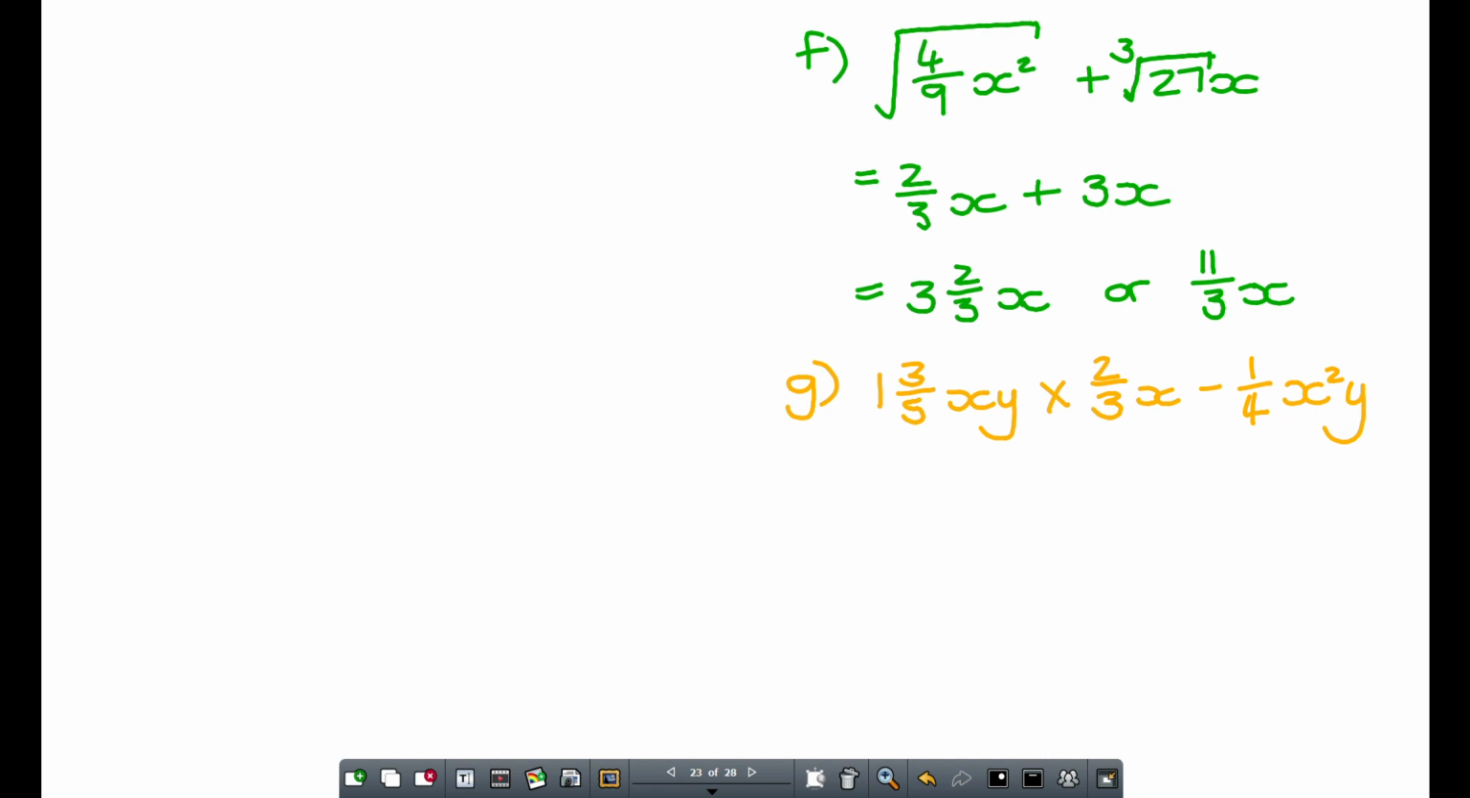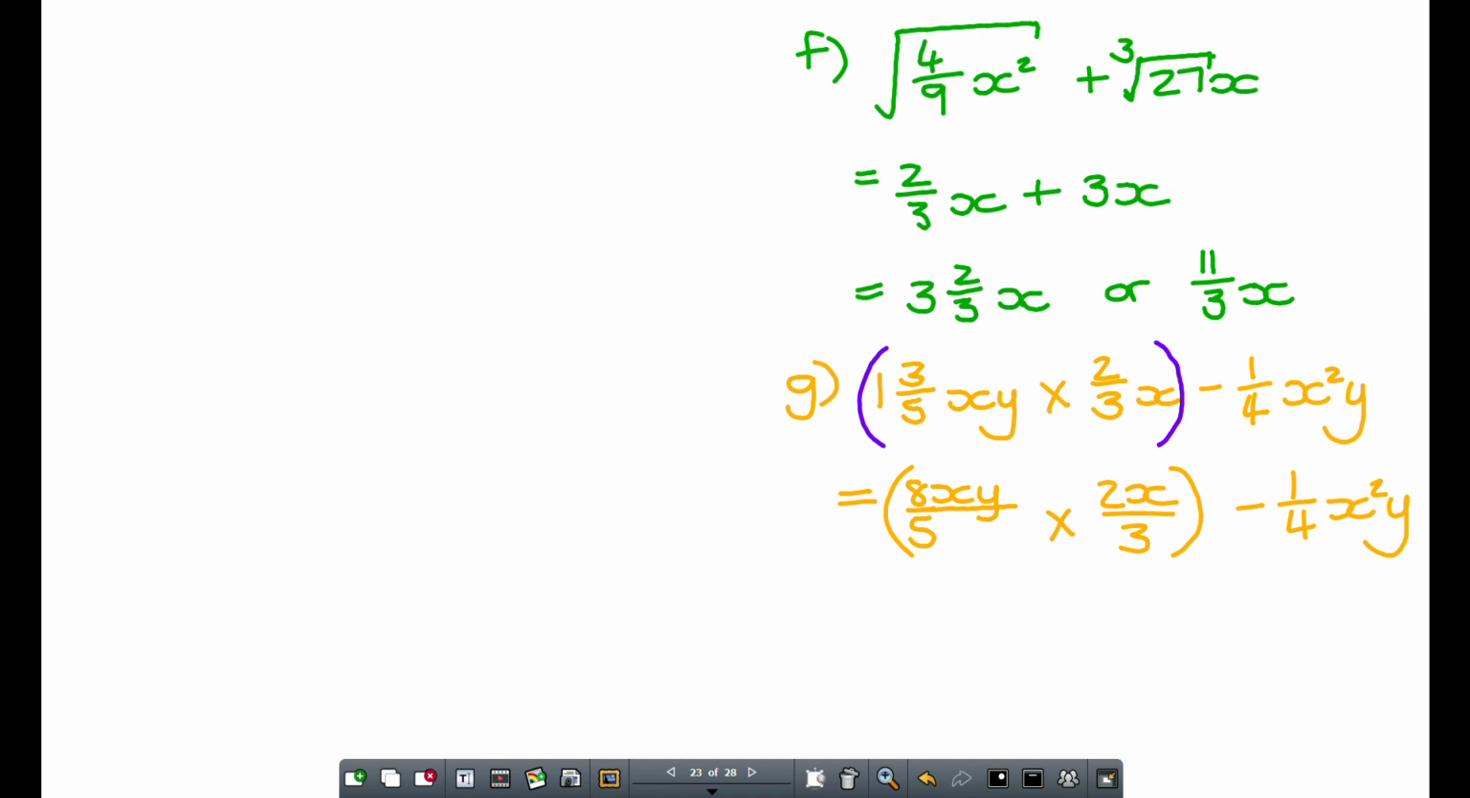Okay, so as I write D, I'll explain. So between the multiplication and the subtraction, the multiplication was more important, so basically I'm going to do that first. Okay, so I then said the 1 and 3 over 5 will become 8 over 5 xy times 2x over 3 minus a quarter x squared y.